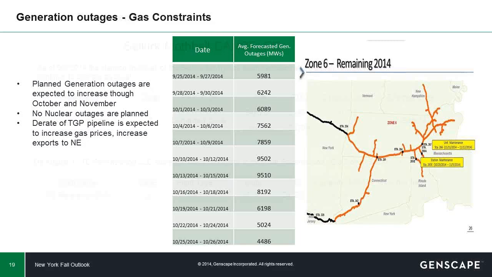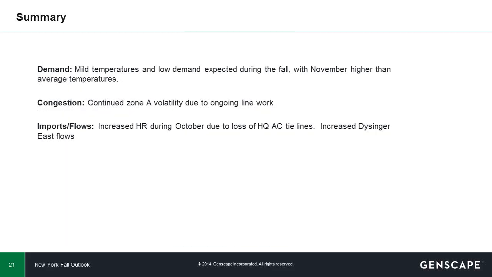So in summary, for fall 2014, from a demand perspective, we are looking at very, very weak demand, lower than the last few years, very warm temperatures, low volatility from a demand perspective. Congestion, continued Zone A volatility. The only downside risk would be present with that HQ, but again, I believe that we would need to see a further derate on the Dysinger East interface to get much downside. The majority of it will be upside with all the line work going on in Zone A, also the increased output from Niagara as a reaction to the loss of the HQ flows. And imports and flows, once again, the loss of the HQ AC tie will be the largest increased flows over Dysinger East, larger than Central East.